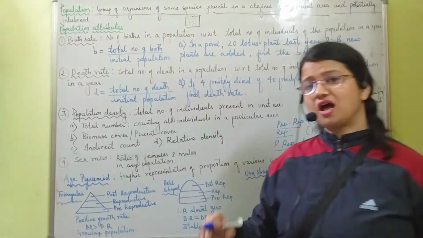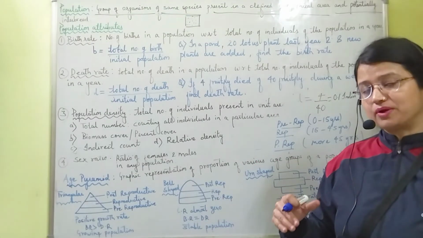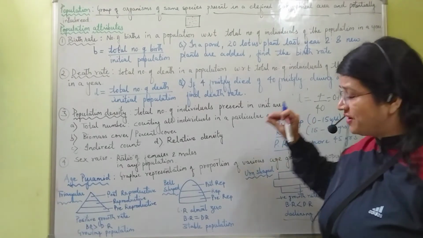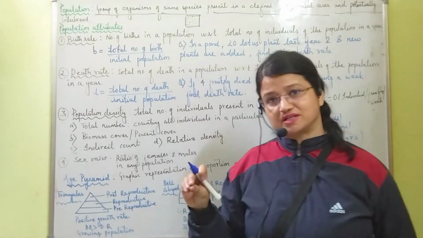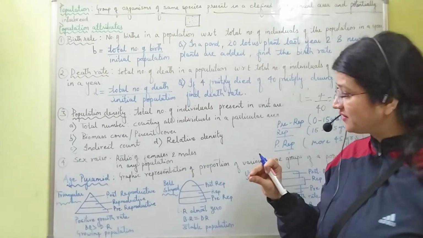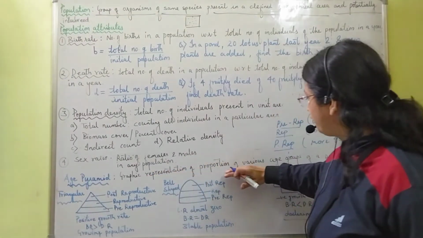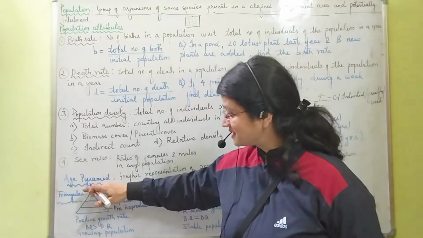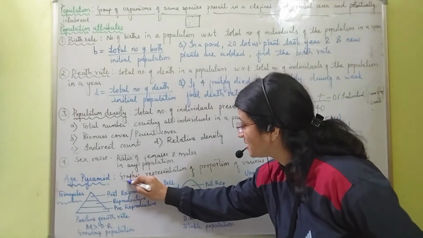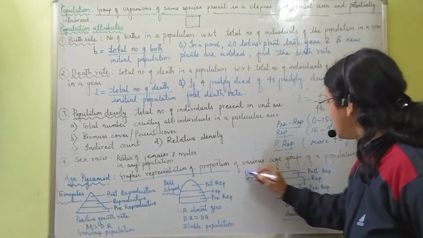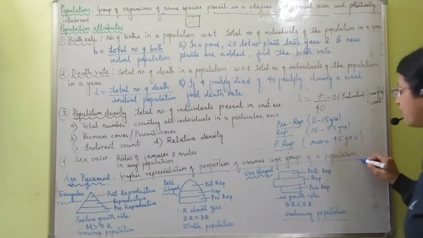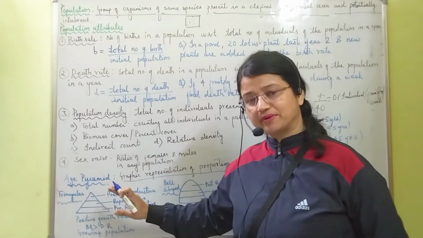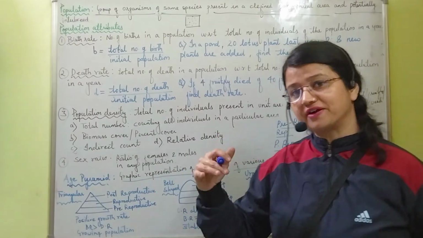Now we can see how the population is growing in that particular area. What we can do, we can make a graphic representation of a population, and that graphic representation of a population is called an age pyramid. Just remember, what is an age pyramid? An age pyramid is the graphic representation of various age groups of a population. Clear?